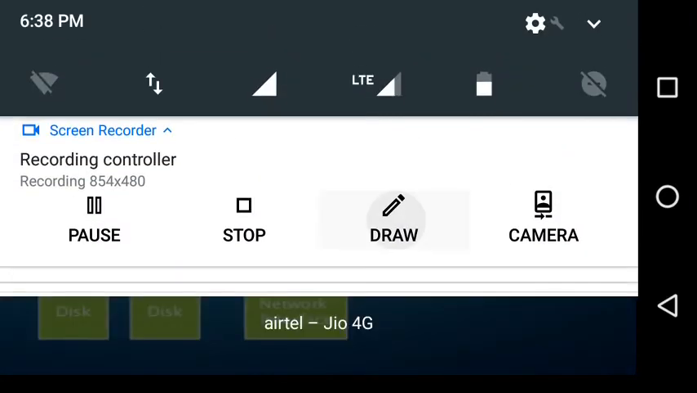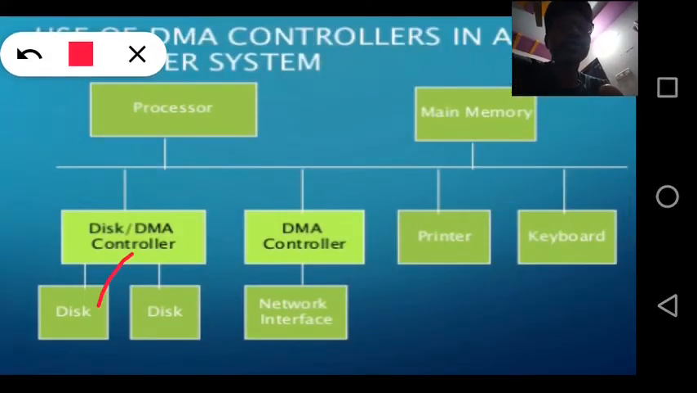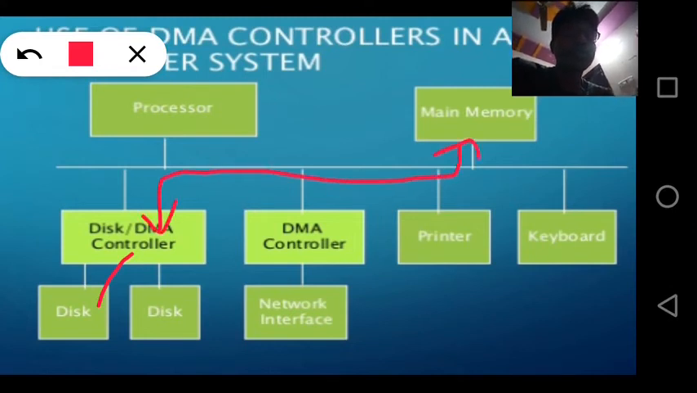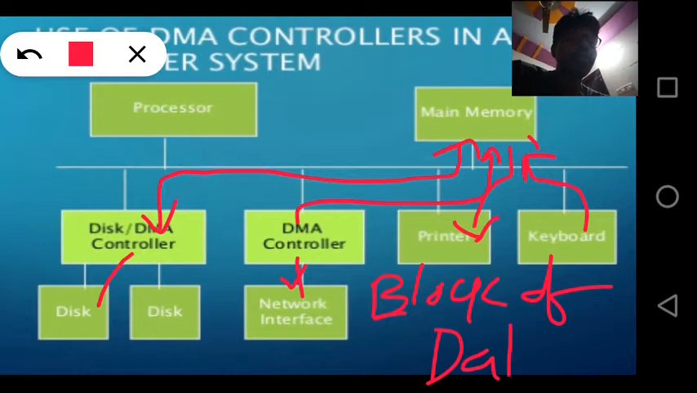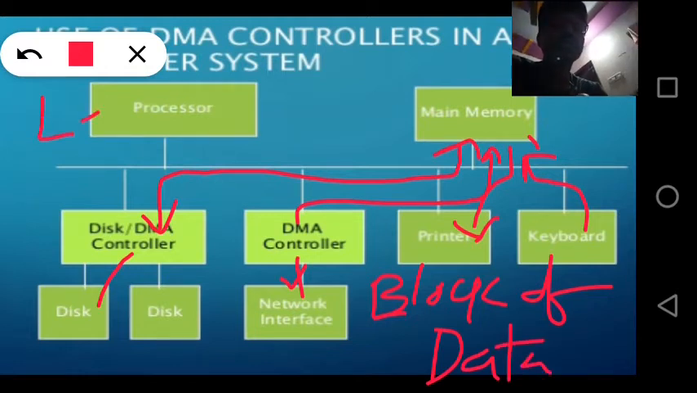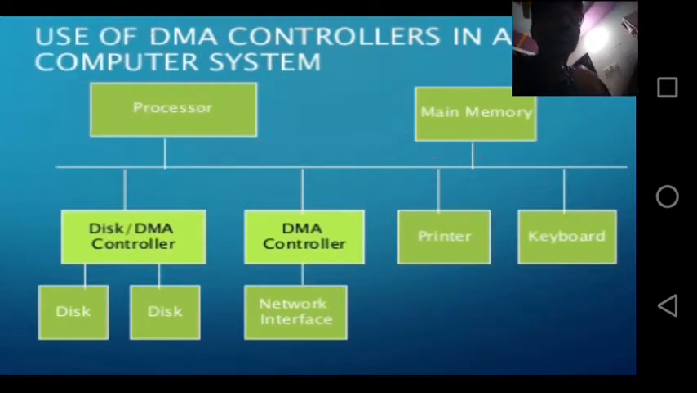Here the goal is to transfer data via the system bus to main memory, or from main memory to device controllers. Similarly, network interface to main memory, main memory to printer, keyboard to main memory. But here a block of data, a large amount of data, has to be transferred.